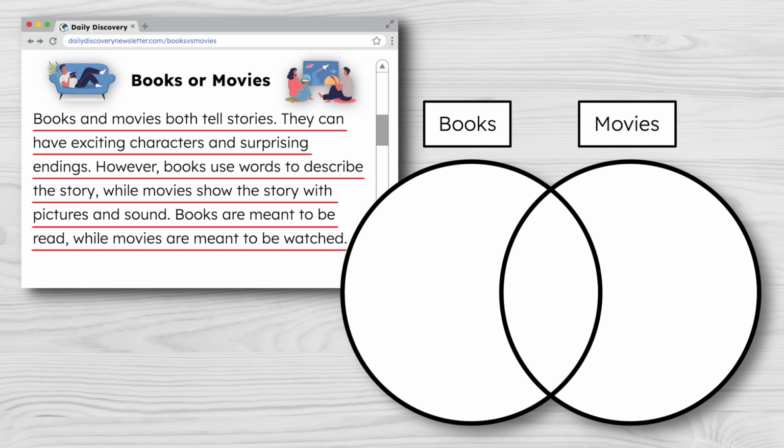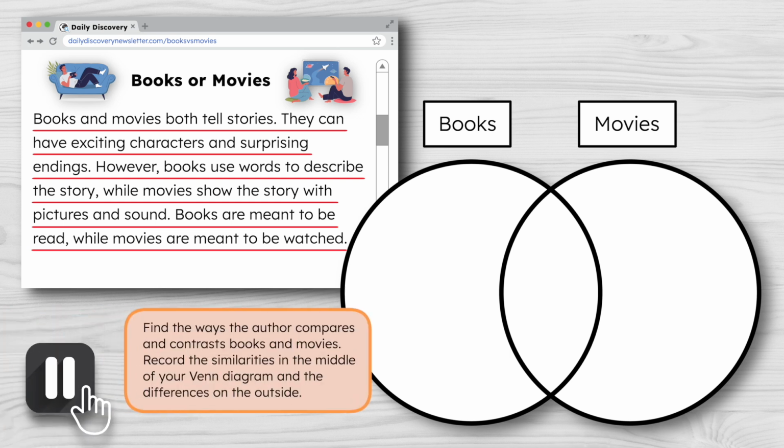Now it's your turn. Pause the video and find the ways the author compares and contrasts books and movies. Record the similarities in the middle of your Venn diagram and the differences on the outside.